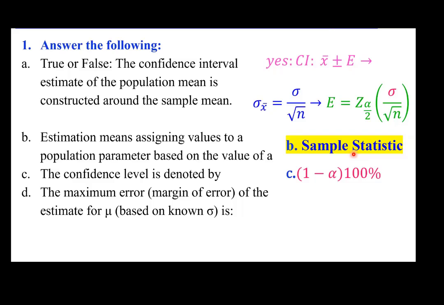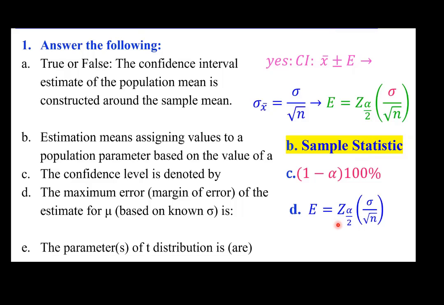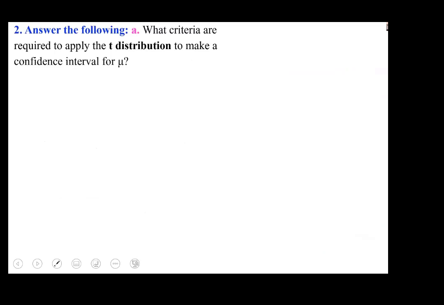Sometimes we call it 1 minus alpha times 100%. The maximum error or margin of error of the estimate for mu based on known sigma is given as E equals z alpha over 2 sigma over square root of n. Sometimes they just call it z. The parameter of the T distribution is simply df, degrees of freedom, which in many cases is equal to simply n minus 1.